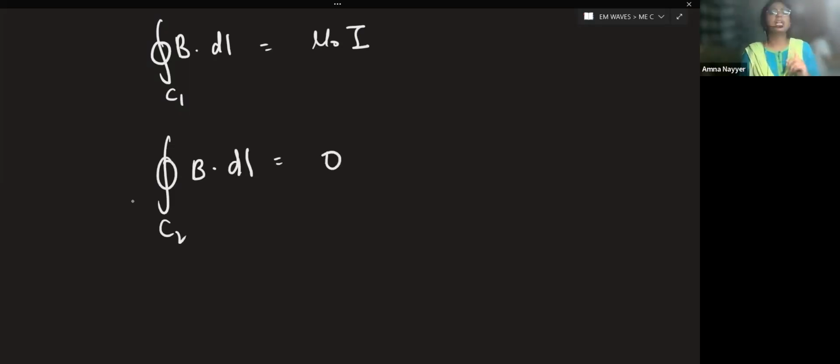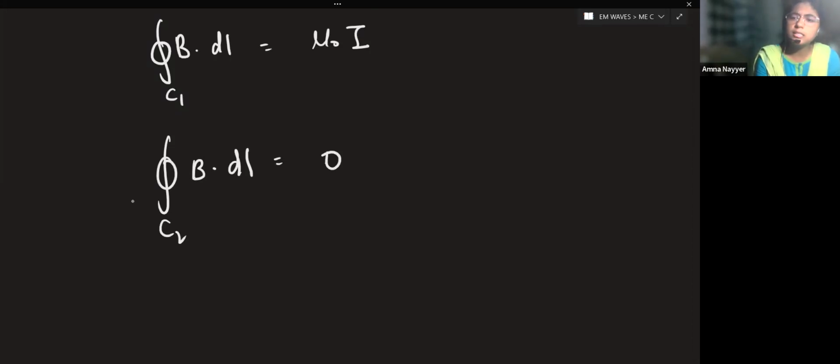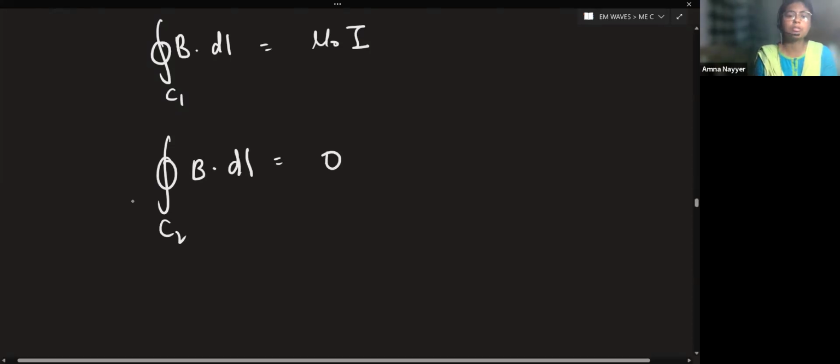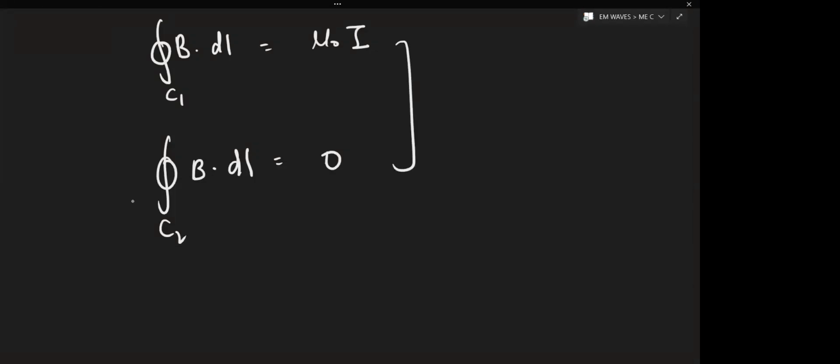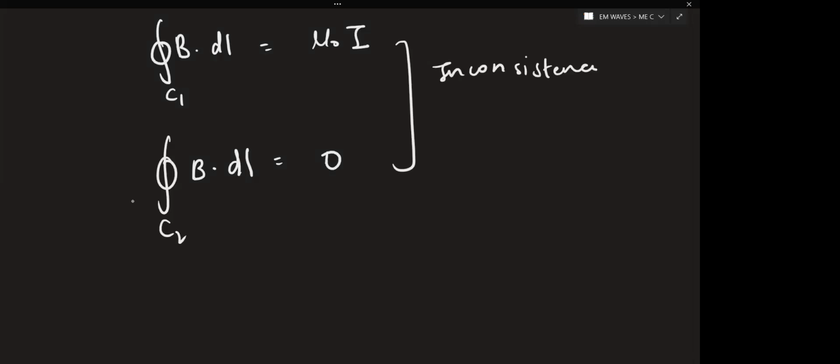Now, if Ampere's circuit law is B dot dl equal to mu naught I, then for every loop, for every condition, it should be equal to mu naught I. But here, what are we able to observe? Here we are able to observe that the values from Ampere circuit law were different. One was mu naught I, the second was 0. So this showed the inconsistency in Ampere's circuit law.